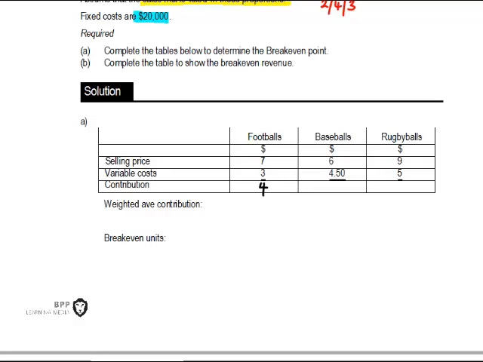Baseballs, 6 minus 4.50, so that's $1.50. And rugby balls, 9 minus 5, which is also 4. So in order to work out the weighted average contribution, we're just going to take the 4 and multiply it by 2. Now we could have multiplied it by 2,000 because there's actually 2,000 footballs, but if we just lose the zeros, it makes the calculation a little bit more straightforward. So we've got 4 multiplied by 2, we've got 1.5 multiplied by 4, and we've got 4 multiplied by 3.